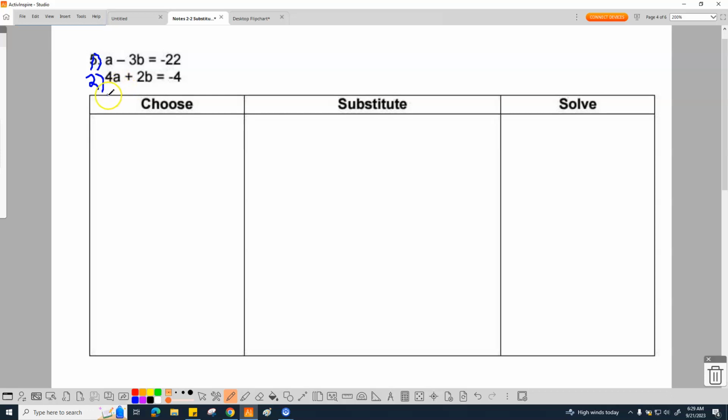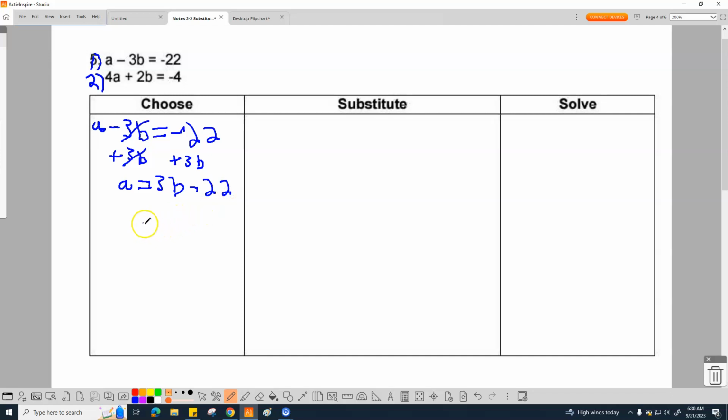So for the first equation, I'm going to basically get a by itself. So go ahead and write the equation down: a minus 3b equals negative 22. And that's terrible handwriting. All right. What I want to do now is add the 3b to both sides. I'm moving it over. That's essentially it. Moving the 3b over to both sides. That leaves me, this crosses out. I'm left with a equals 3b minus 22.